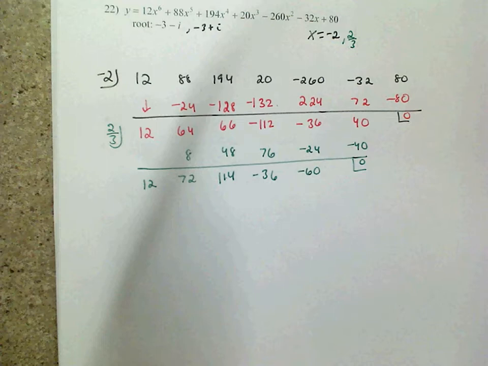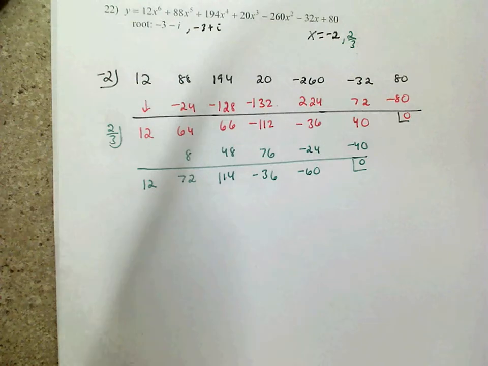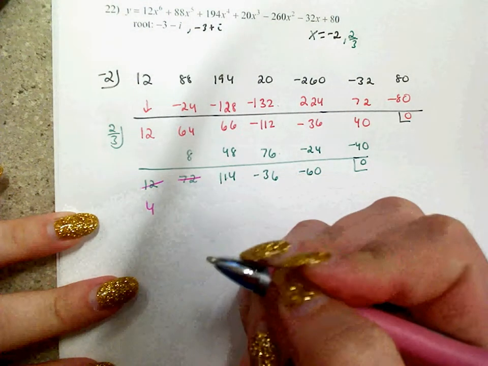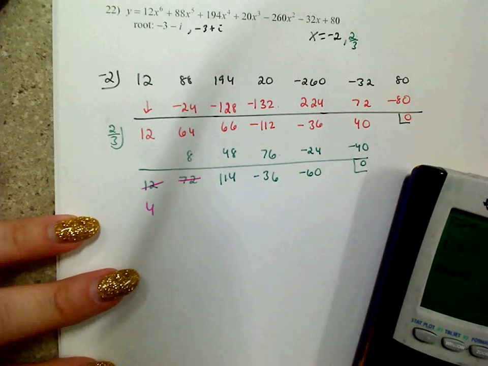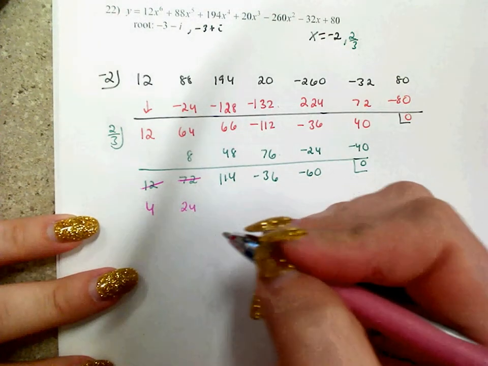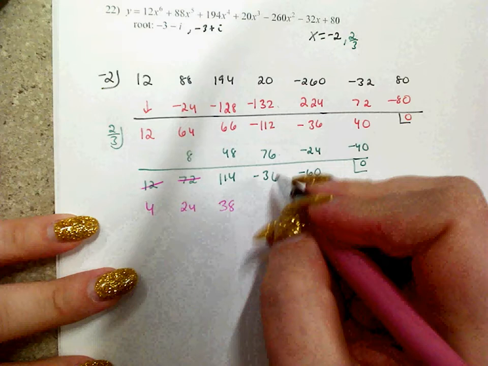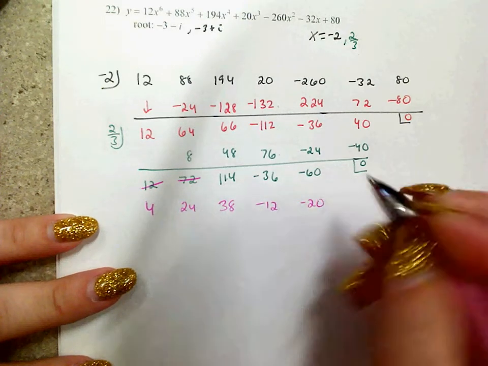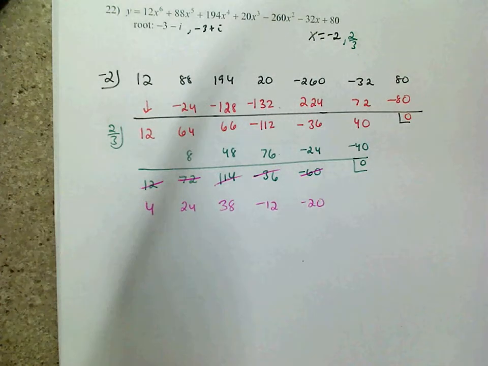Now I need to divide out these imaginary roots because I'm pretty sure the others are irrational. Oh, I can also divide by 3. What did I say that was? 72 divided by 3 is 24. And then 114 divided by 3 was 38. Negative 12 and negative 20. So these are the numbers I'm going to use. I am going to do synthetic division with those, but I'm also going to do long division in case you prefer to do it that way.